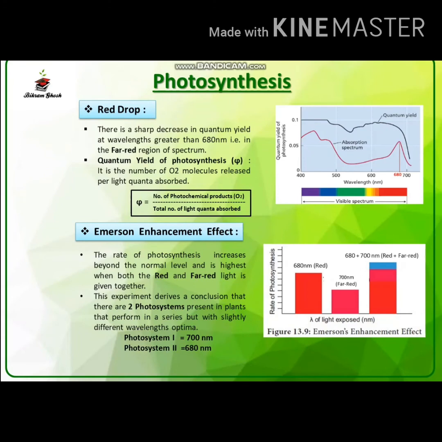Then the second experiment is the Emerson enhancement effect. The rate of photosynthesis increases beyond the normal level and is highest when both the red and far red light are given together. We can see in the graph that in case of both the red and far red light, the photosynthetic rate is the highest. So this gives a conclusion that there are two photosystems, that is photosystem 1 which absorbs light at 700 nanometer wavelength, and photosystem 2 which absorbs light at 680 nanometer wavelength.